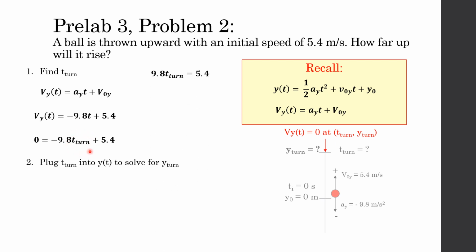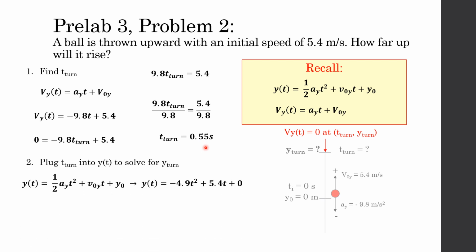So we carry on, we move the negative 9.8 to this side of the equal sign, it becomes positive. Divide both sides by 9.8. Then we find that t turn is equal to 0.55 seconds. Now we can move on to step 2 and start solving for y turn using t turn, right?